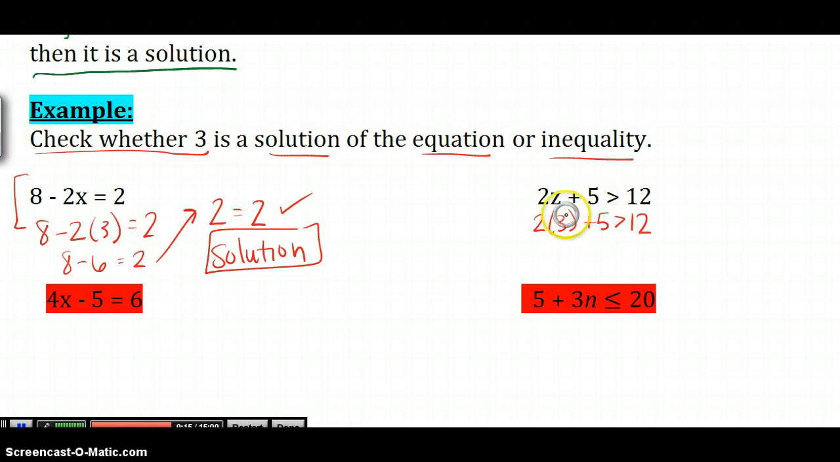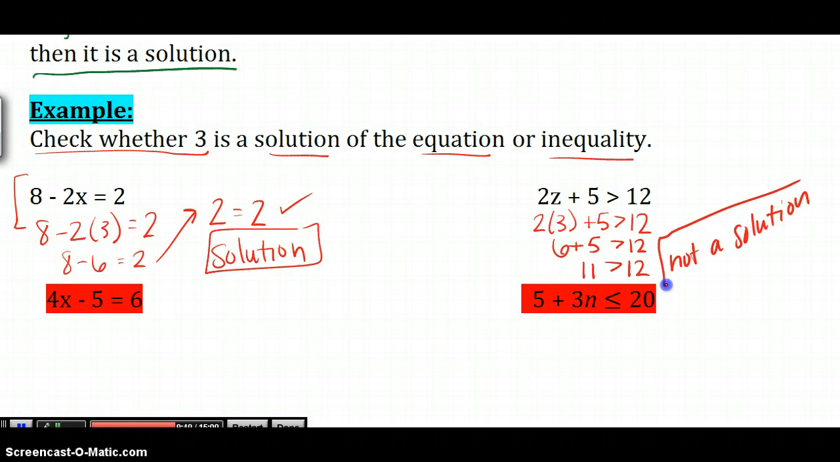Use your order of operations, multiplication first. So 2 times 3 is 6. 6 plus 5 greater than 12. Then add 6 plus 5. You get 11 is greater than 12. Now you have to check if this is true. Is 11 greater than 12? No, it's not. 11 is less than 12. So this is not a solution because you did not get something that's true. Now if it was 13 greater than 12, that would be a solution.